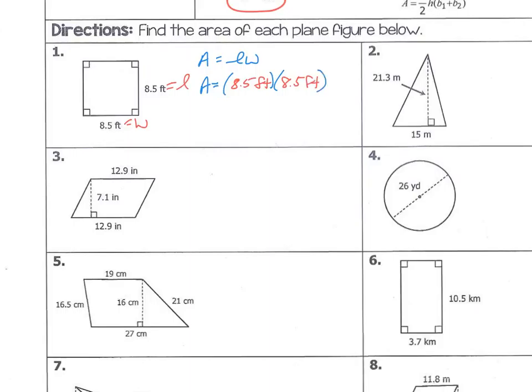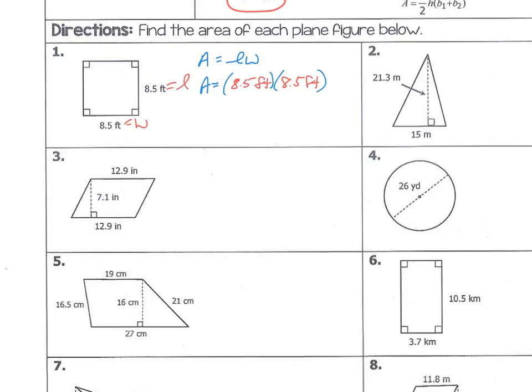No matter who you are, no matter what type of student you are, good, bad, whatever, I want to see those two things: the formula, and plugging into the formula. Now you can pick up your calculator and actually do calculations. So for this one, we're going to take 8.5 times 8.5.